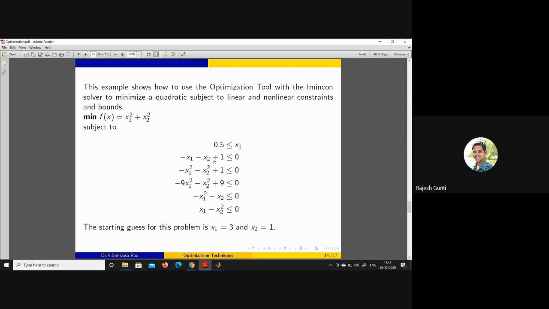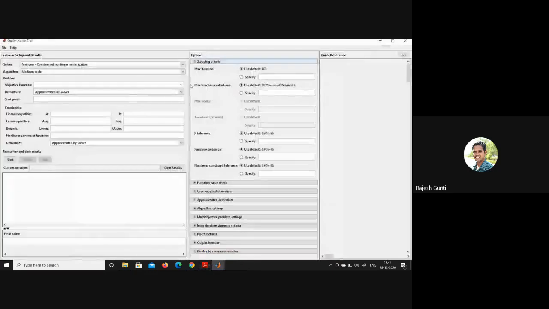Minus x1 minus x2 less than or equal to minus 1. For that, as usual, yesterday also we have given like this: minus x1 minus x2 less than or equal to minus 1.